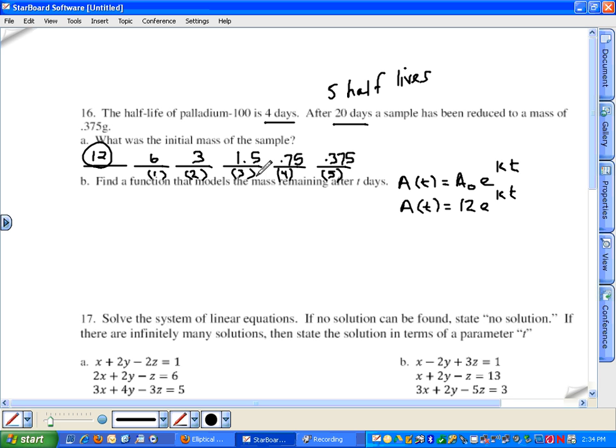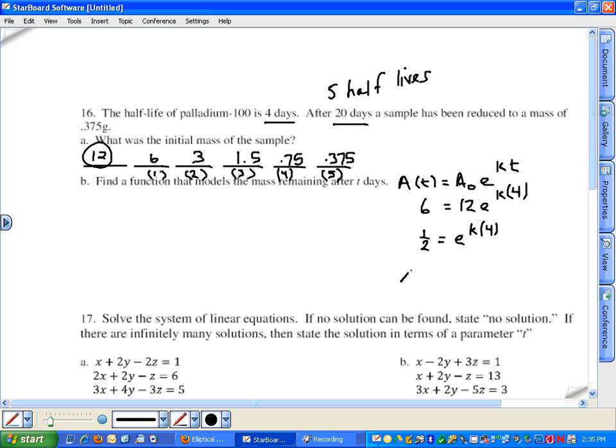Now we know that after 1 half-life has passed, well, after 4 days, after 1 half-life, that's 4 days. So if we allow t to equal 4, that's one of the half-lives, then 12 can now be reduced to 6. And if we divide by 12, we're going to get 1 half is equal to e to the k times 4.